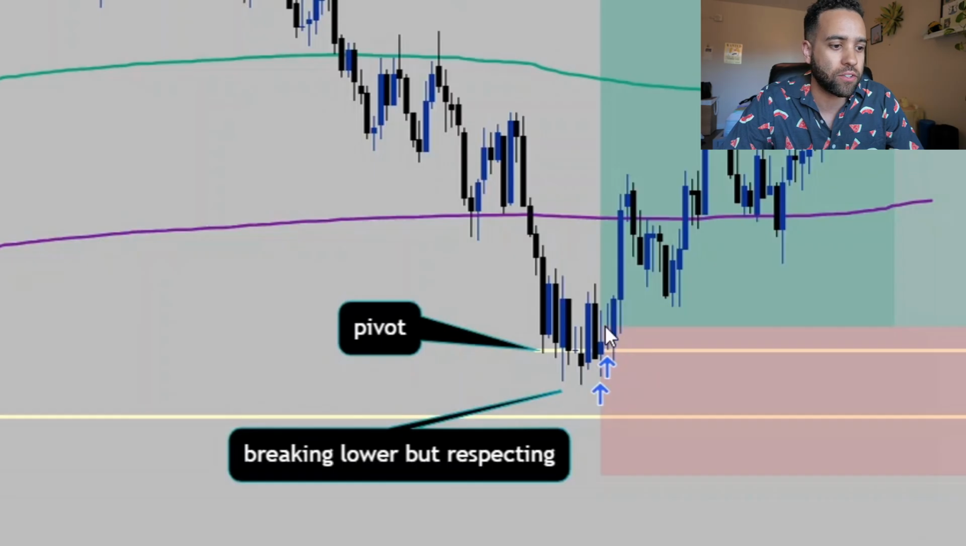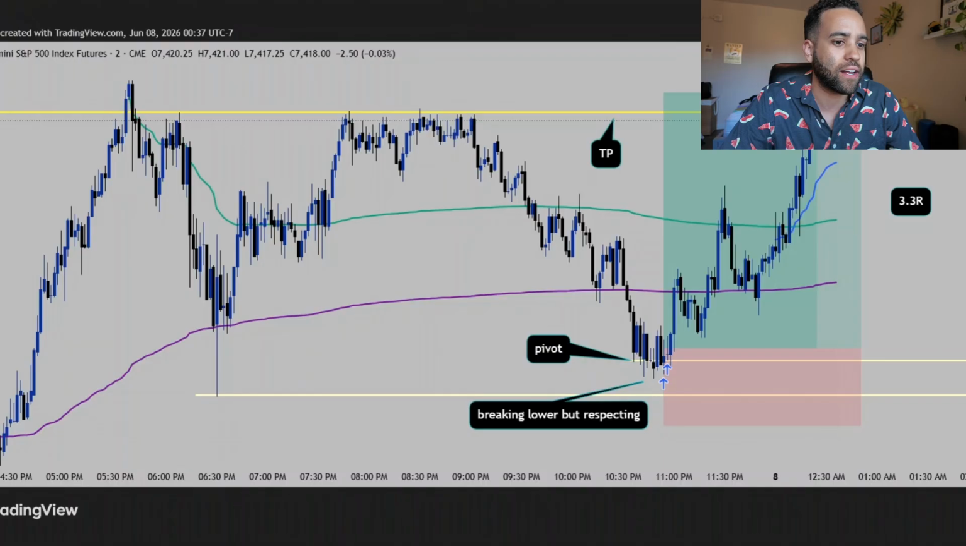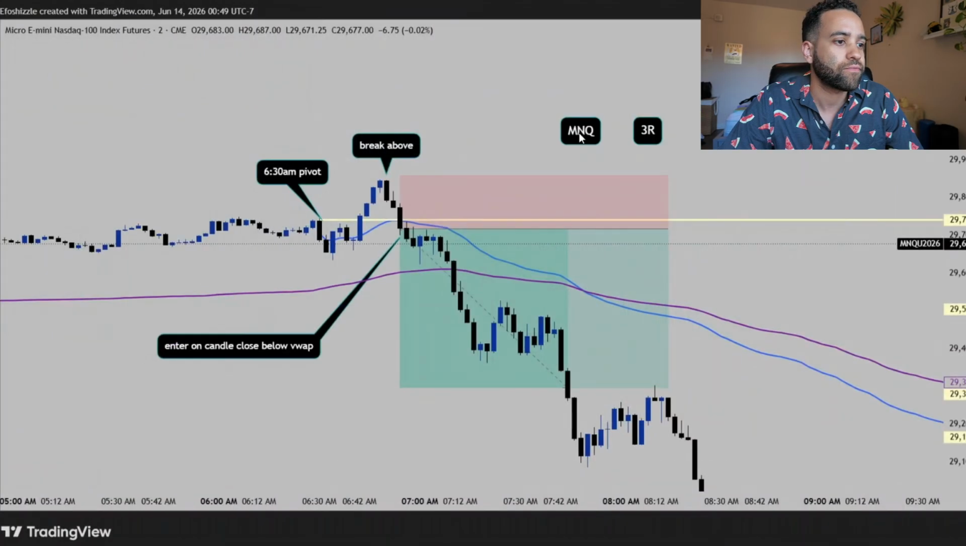And so I finally took a long back to that high, and I got a 3.3R on that. And that was just a solid, that was my biggest trade of the week, $300 across my 3 accounts. And that was the trade that I took Sunday night. All right, Tuesday. This was the ideal trade of the session.